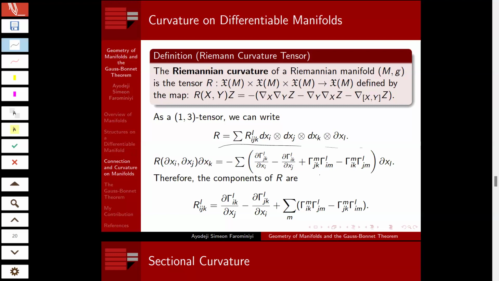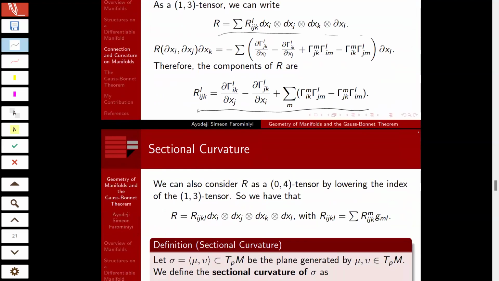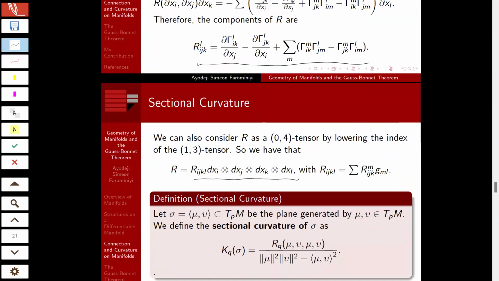And in terms of the Christoffel symbols, the Riemannian curvature is also given as follows. So the components of R are expressed with this expression. For easier computation, we can also consider the Riemannian curvature tensor, instead of as a (1,3) tensor, as a (0,4) tensor by lowering one of the indices, such that we have all of them lowered. And why do we do this? In this format, some symmetry properties will always show up. It will manifest. And it helps us to reduce the number of computations we need to make to calculate the curvature tensor.